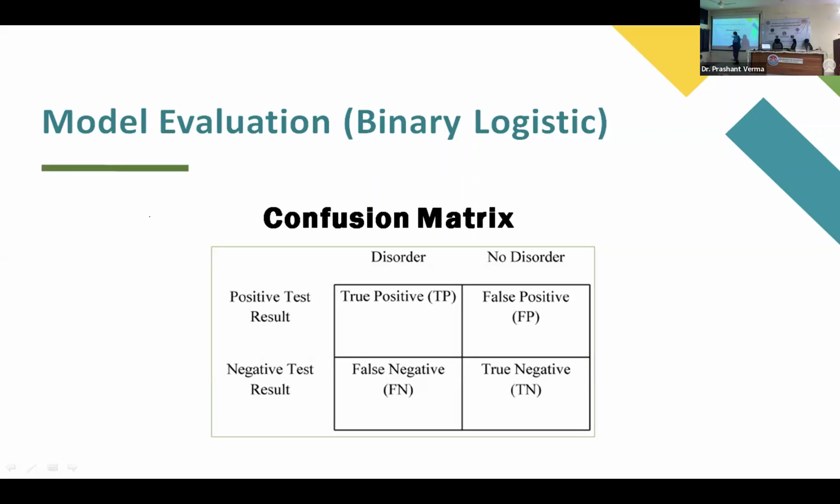Okay. So it was the person was having the disorder. Our test found out that the positive test result means he's having the disorder, or HIV case in our example, it's true positive. Similarly, if the person is not having the disorder, your test is saying it's having the disorder. It's a false positive. False positive means the model is saying it's positive, but actually it's not. Similarly, for the negative test result, we have the false negative and true negative.